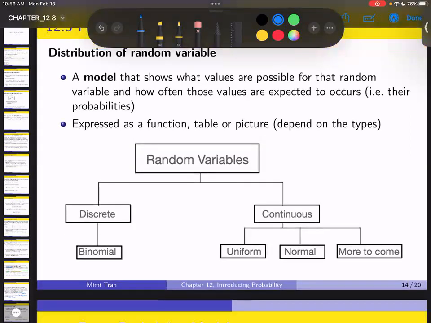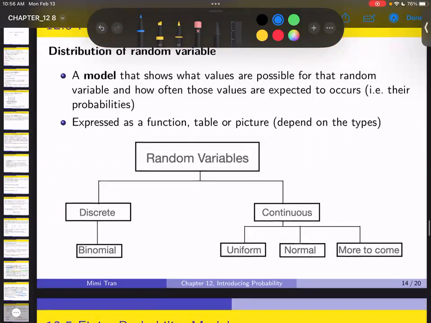We can express a model as a function. Think about when you smooth out a histogram into a density curve, that's a function. Or you can do a table, like we did in the example of English-speaking Canadian and French-speaking Canadian earlier. That table shows you the probability of each event. Or you can do a picture, depending on what type. For example, on your exam one, you did the uniform distribution, that's a picture.